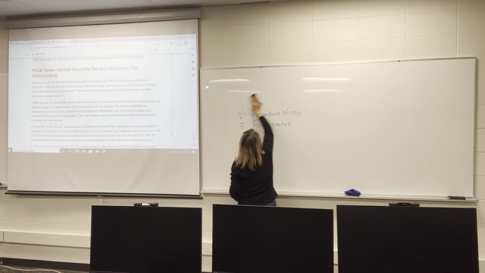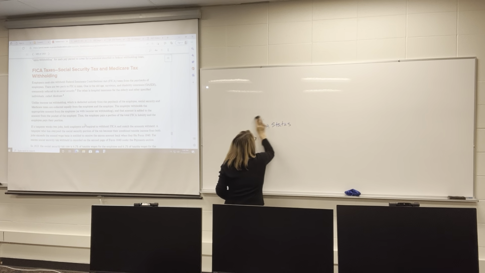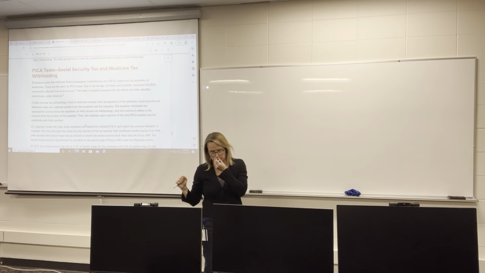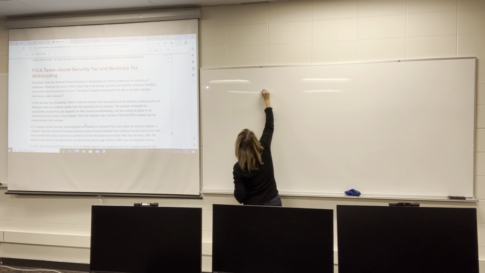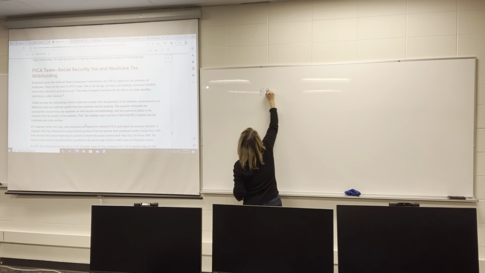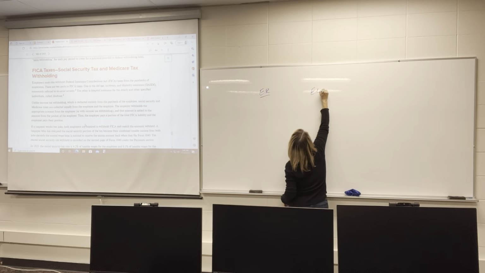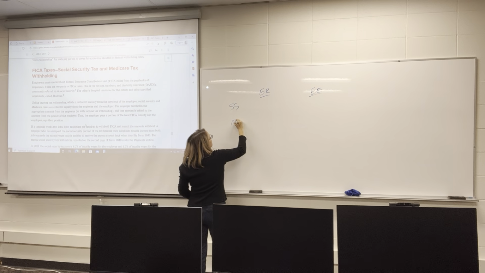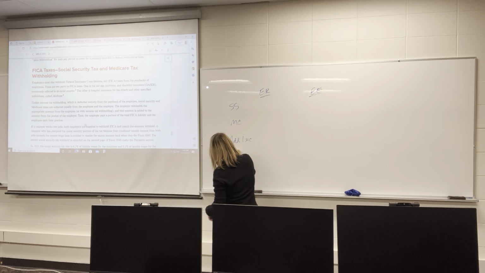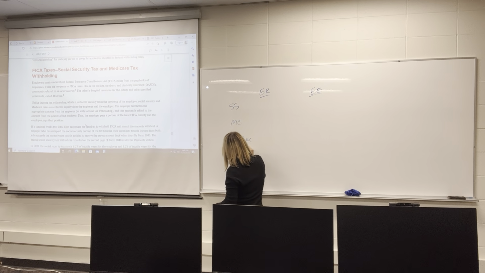Alright, so Social Security and Medicare taxes as well have to be withheld, right? So remember, we've got a wage base for Social Security. We've got employer and employee portions. We've got Social Security, Medicare, and we also have additional Medicare for income over 200,000.